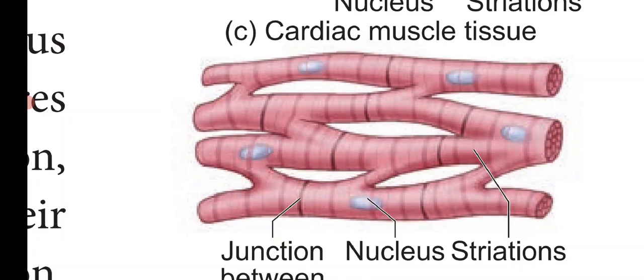Mainly the cardiac muscles contract. When one cell receives a signal to contract, neighbors are stimulated to contract. So this is about the cardiac muscles. So there are three types of muscles: skeletal muscles, smooth muscles and cardiac muscles. Go through the topic.